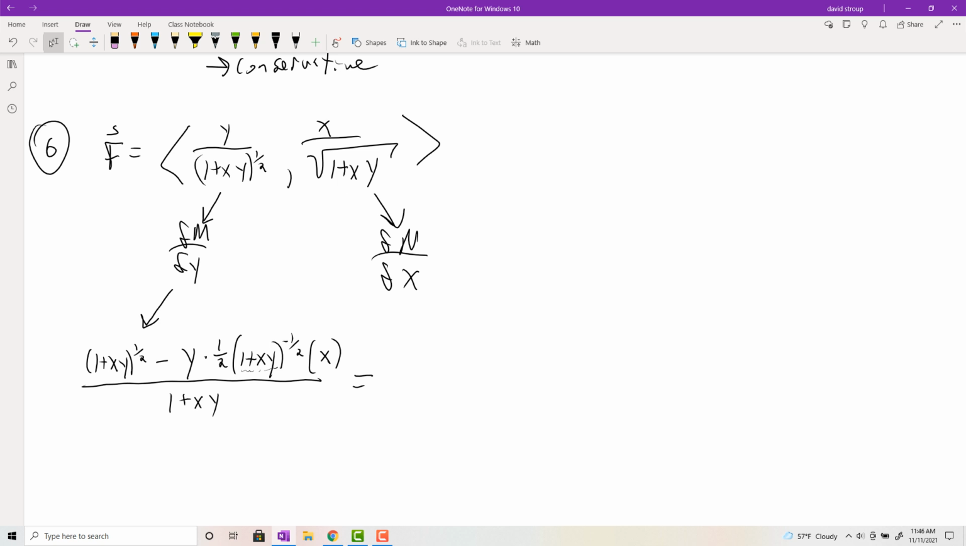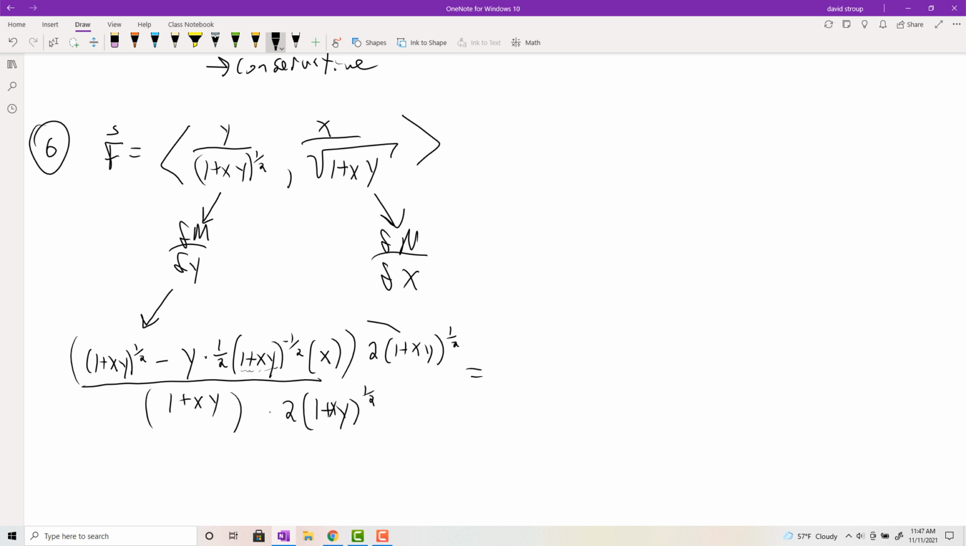This thing, I'm going to multiply top and bottom by something special to make everything real nice like. And guess what? I'm going to multiply by 2 and then 1 plus xy to the 1/2. Okay, and if you do that in the top, you have to do that in the bottom. So 1 plus xy to the 1/2, lost my x.